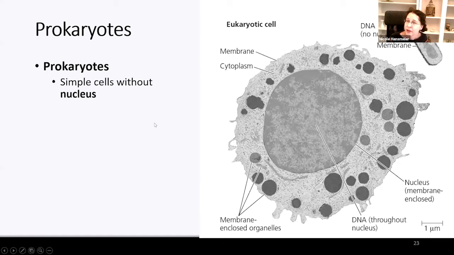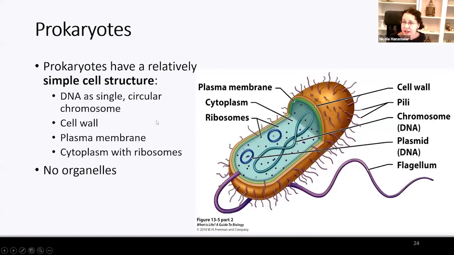Then we will dig a little bit deeper into how prokaryotes look and what kind of simple cell structures we can see there. We will go through the different parts, what they do, what you can find there, and how they're similar or different to eukaryotic cells.